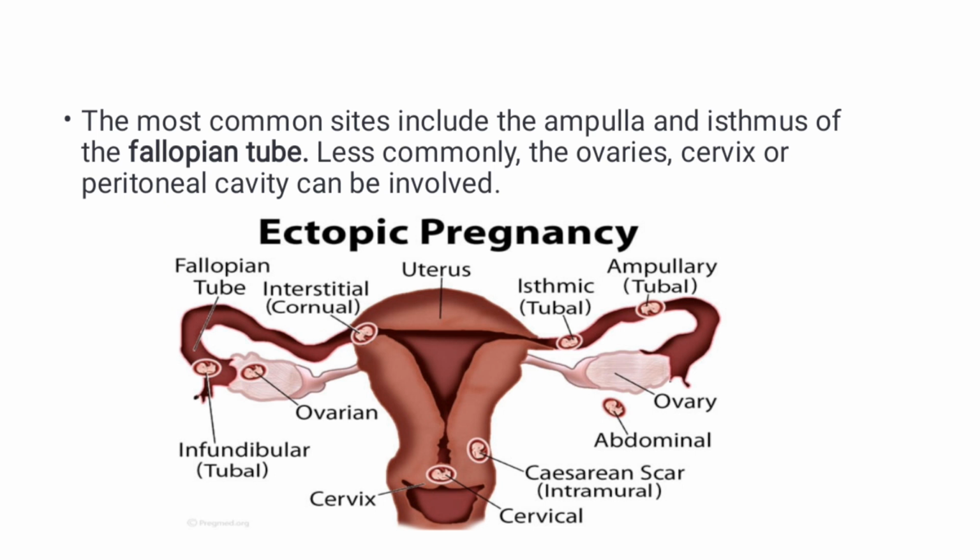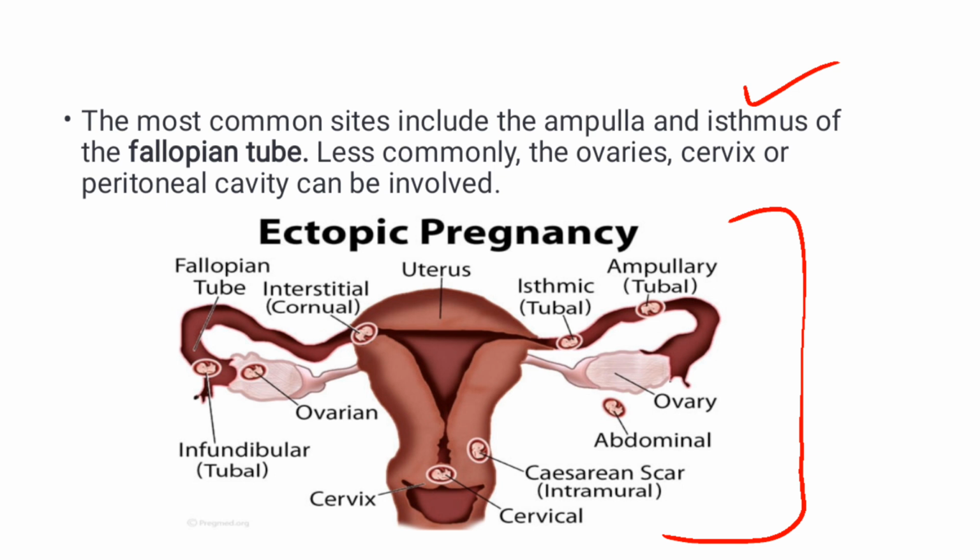Then in terms of the common sites, of course, we have the fallopian tube. Then in the fallopian tube, the common site is the ampulla, followed by the isthmus of the fallopian tube. Then less commonly, outside the fallopian tube, the ovaries, cervix, and peritoneal cavity can also be involved. Okay, these are some of the things you have to look at.